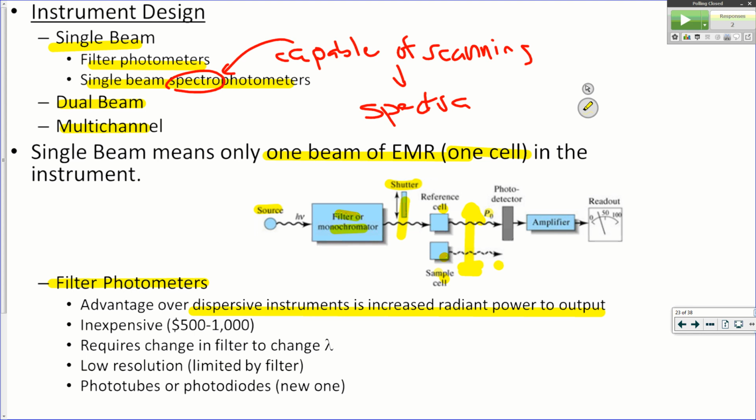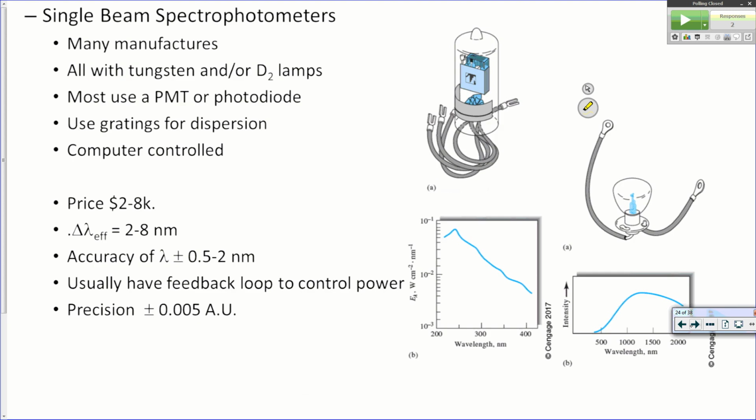They're inexpensive. The downside is that they require a filter to change the wavelength, and most of them are dedicated to a single analysis. And they're fairly low resolution. They don't have the ability to resolve one signal from the other. All of the new ones today are going to have photodiodes in them. So that's the technology that they're going to use.